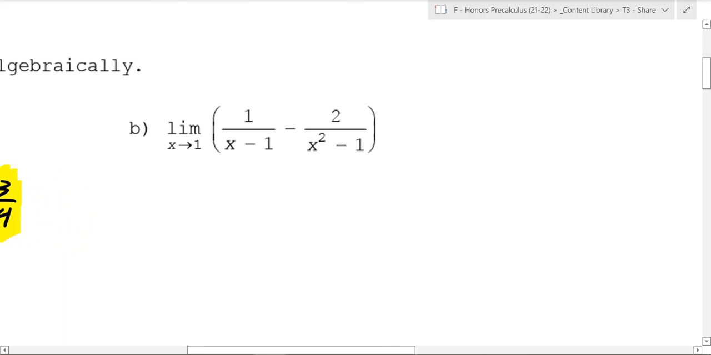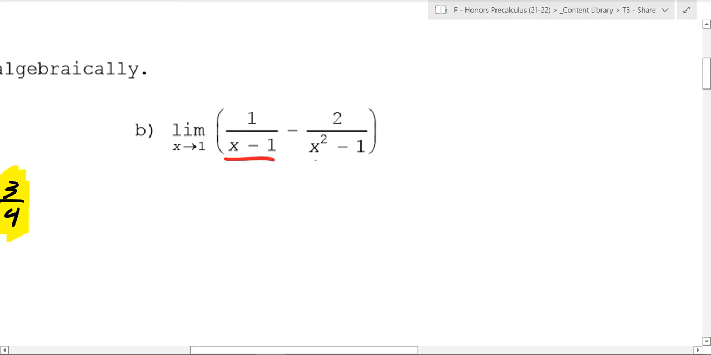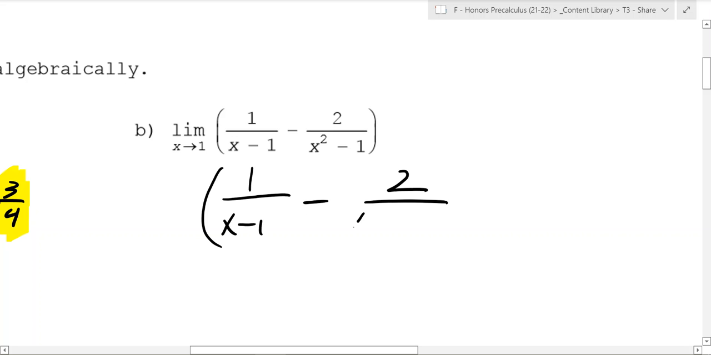So what about this one right here? Can we plug in 1 into this? We really can't, because that would be 0 and that would be 0. We don't like that. What we're going to do here is combine fractions by getting common denominators. Well, this is just 1 over x minus 1 minus 2 over, I'm going to factor here, x plus 1 times x minus 1. So how do we get a common denominator here?